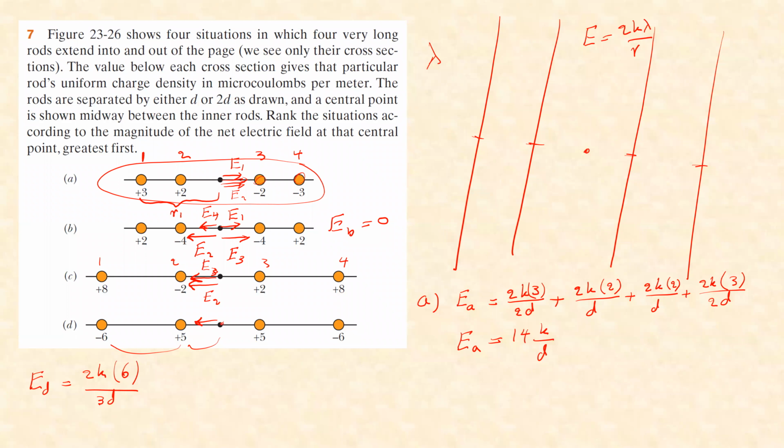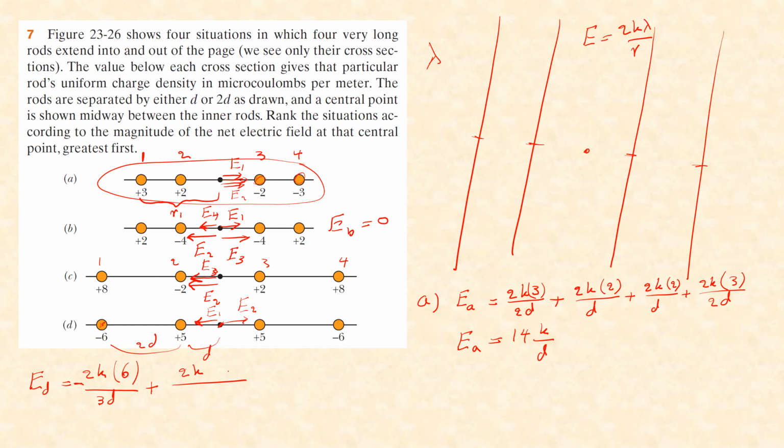The distance from here to the field point is 2D, and this is D, becomes 3D. And that is in this direction, so I put a negative sign. And for E2, this is E1, E2 is this way. So it's positive.